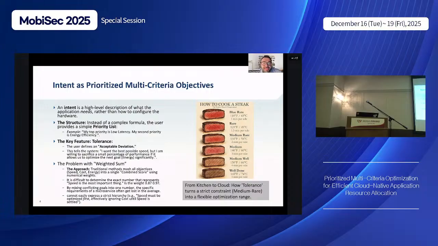We apply the exact same logic to the cloud. An application defines a priority list. Latency first, then energy, for example. In this case, the tolerance tells the system, I want the best possible speed, but I'm willing to sacrifice a small percentage of performance, for example 10%, if it allows us to optimize the next goal, which is energy, and to optimize it significantly. This turns a strict constraint into a flexible optimization range.